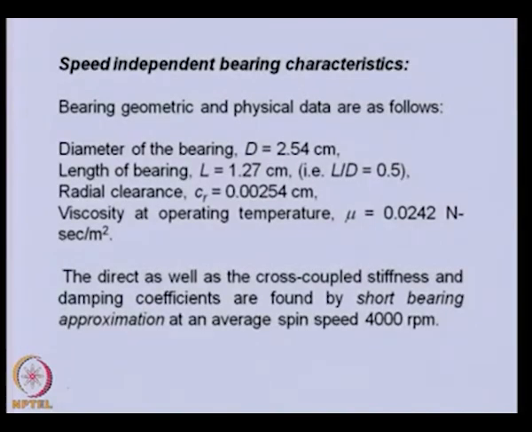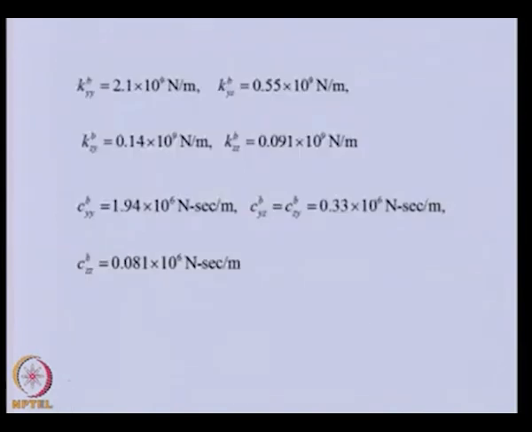So, for the speed independent bearing characteristic, various parameters of the bearing like D, L, L by D, radial clearance, and viscosity at the operating temperature have been provided. Direct as well as cross coupled stiffness and damping coefficients can be found for any particular speed. What we have done is obtain the bearing properties at 4000 RPM, and we assume that they remain constant for all other speeds. So, something like an average speed we have chosen. By the short bearing approximation which we described earlier, for a mean speed of 4000 RPM and the various bearing parameters, we can get the stiffness coefficients and damping coefficients of the bearing like this.